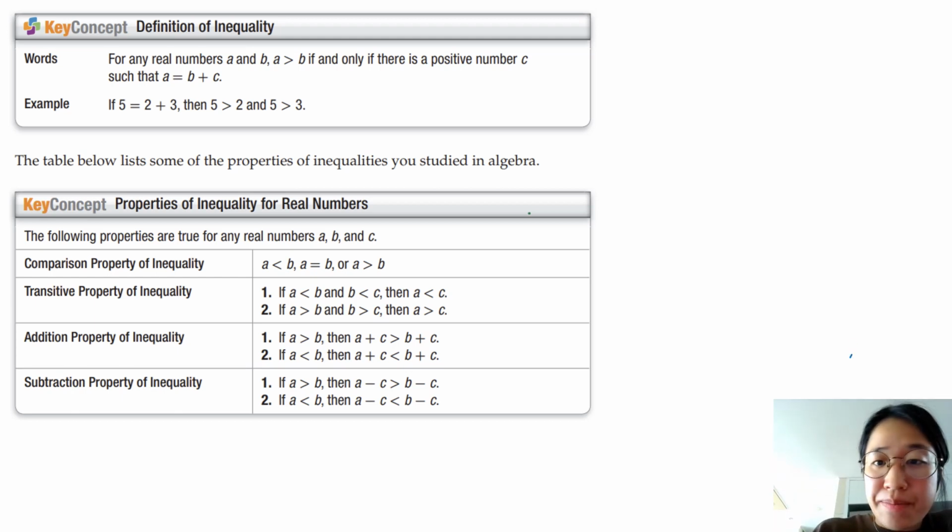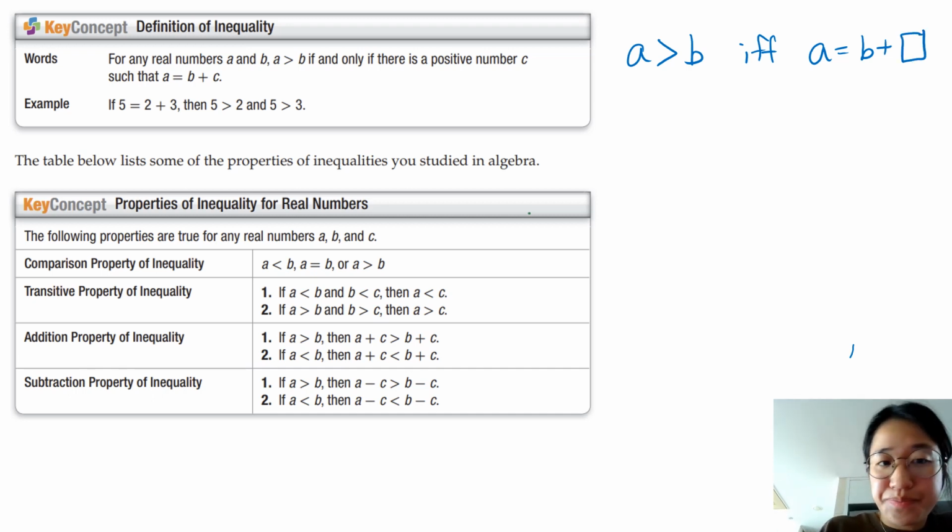It says A is greater than B if and only if there is a positive number C such that A equals B plus C. So what does that mean? If A is greater than B, that means A equals B plus some number. We don't know what that is, but in this case, we can say C. And the converse of this definition also works. So if 5 is 2 plus 3, then 5 is definitely greater than 2, and 5 is greater than 3. Of course.